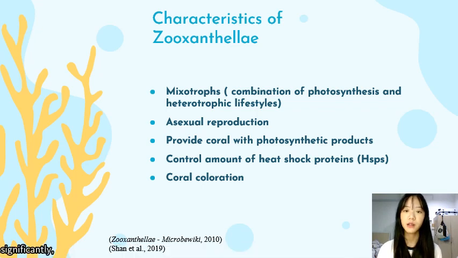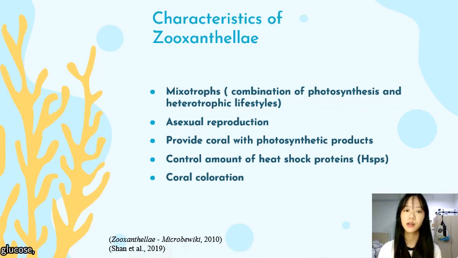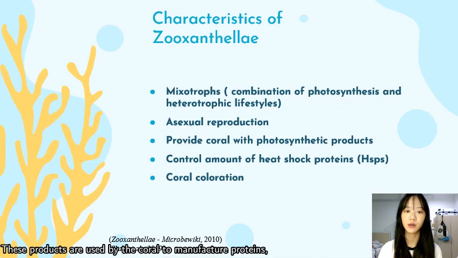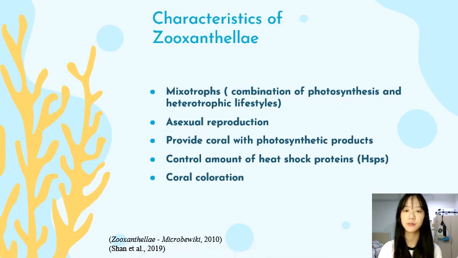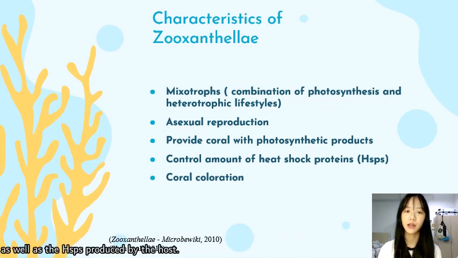Most significantly, Zooxanthellae provide the coral with photosynthetic products such as glucose, glycerol, and amino acids. These products are used by the coral to manufacture protein, lipid, carbohydrates, and calcium carbonate. In addition, Zooxanthellae can regulate the amount and type of heat shock proteins, HSPs, produced during a heat reaction, as well as the HSPs produced by the host.